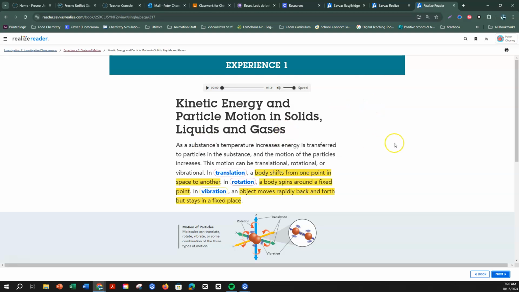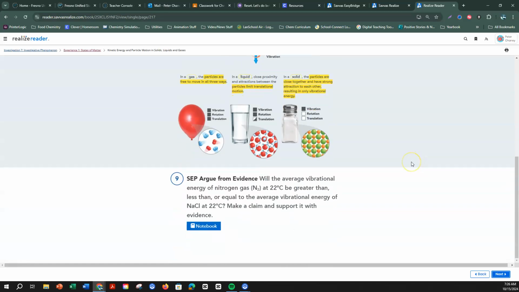Now, this is the most important part of this chapter as far as how particles move when we're talking about solids, liquids, and gases. So the three ways: translation, rotation, and vibration. So the definition of translation: body shifts from one point in space to another. That could be left, right, up, down, diagonal. Rotation is a body spins around a fixed point. So think of the Earth spinning around on its axis out in space, getting its 24 hours. Takes 24 hours to do one rotation. Vibration is an object moves rapidly back and forth but stays in a fixed space.